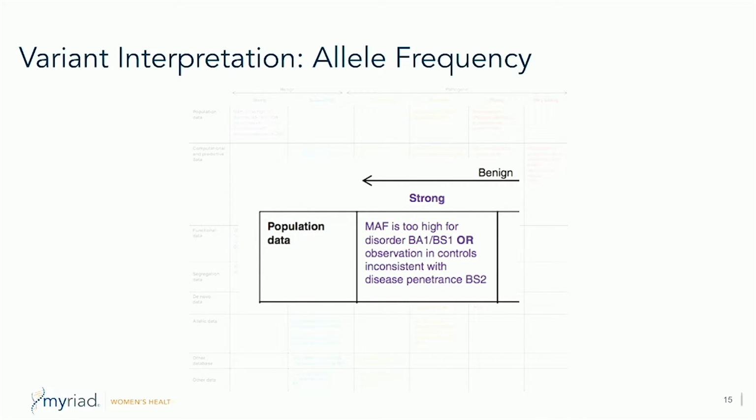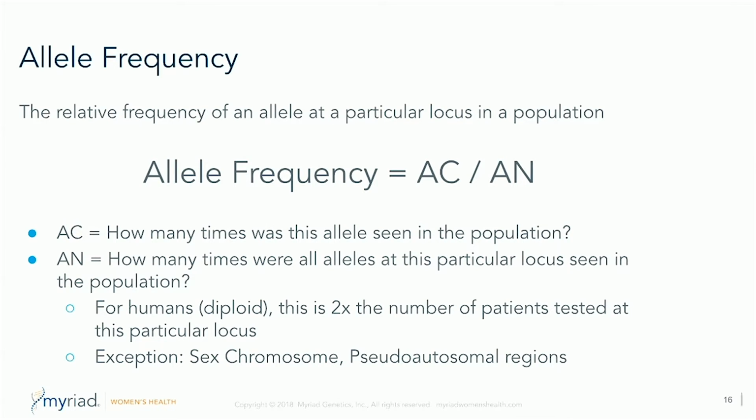Knowing the allele frequency can really help determine the pathogenicity of the variant, because if we see this allele occur more often than the disease itself occurs, then it is less likely to be a pathogenic variant. And so you can classify this allele as benign if it has a high allele frequency. So what is allele frequency?